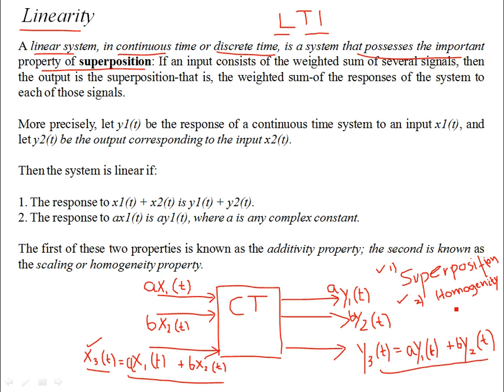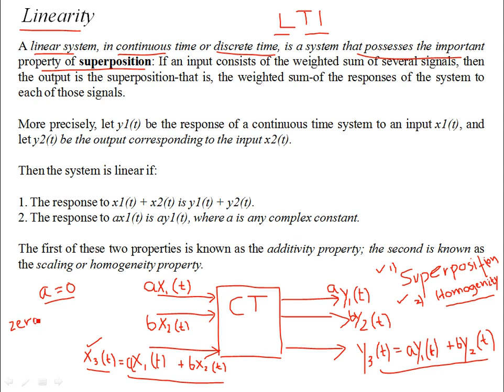An important consequence of this principle is that suppose a or b, any one of those, is 0. If the multiplying scalar is 0, then the output for that corresponding input should be 0, because a is 0. So for 0 input, if 0 input leads to 0 output, that means the system does satisfy the principle of homogeneity.